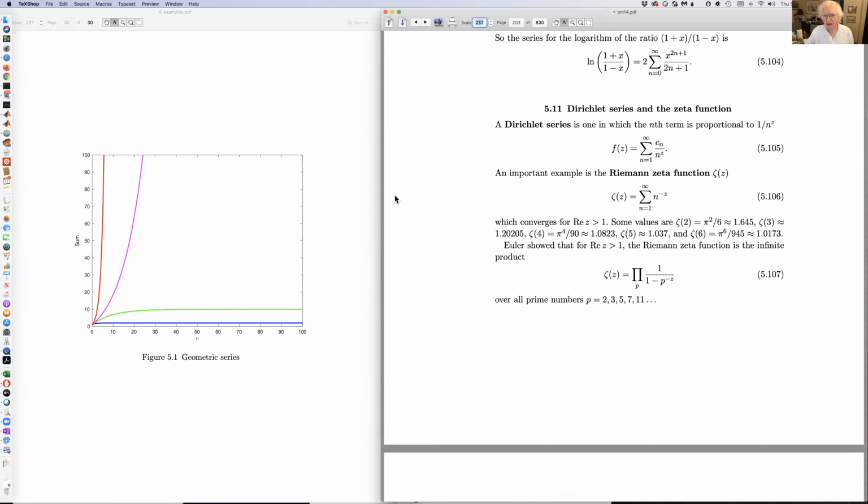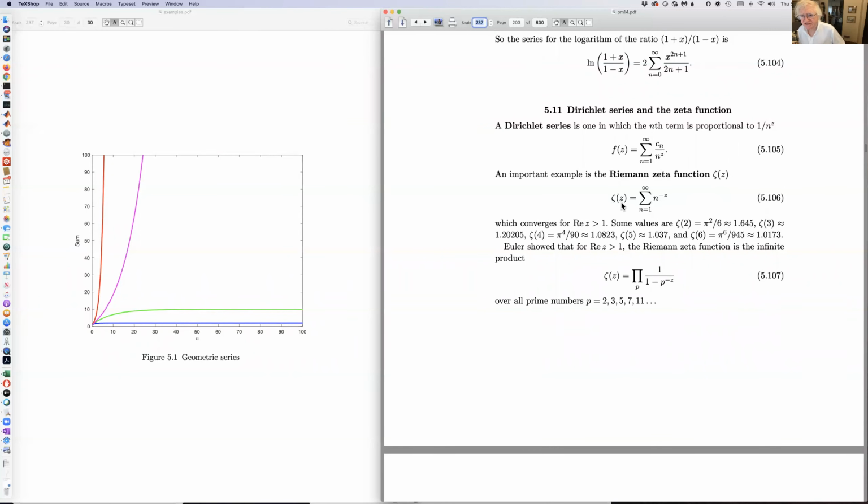There's another topic here, Dirichlet series, which is one in which the nth term is a funny expression. It's an integer raised to a complex power in the denominator, and so it looks like that. That's a Dirichlet series. So some C_n that are chosen in some clever way, and then you divide by n to the power z. An important example is Riemann's zeta function, and this pops up in physics every now and then, in particular in statistical mechanics.